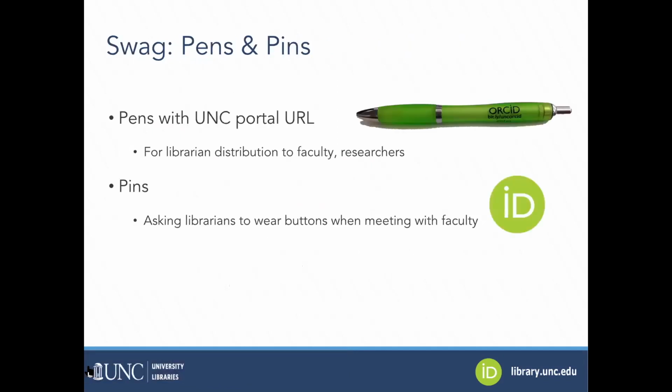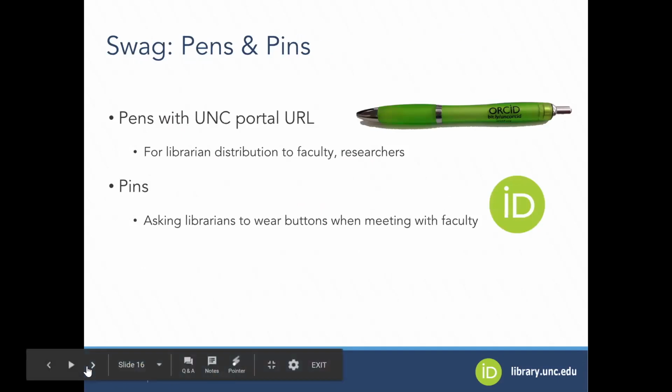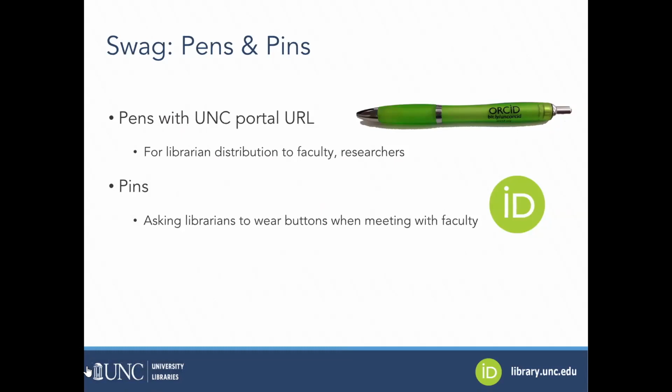So this is our ORCID swag. We kept it simple with pens and pins. The ORCID pins have our ORCID portal short URL on them and have proven to be a handy giveaway to help researchers get to the portal and create and link their ORCID ID to UNC. We've also asked the public services librarians that we educated in that session in the spring to wear their pins when they meet with faculty. The pins have actually proven to spark questions from researchers and others, which has led to an opportunity to talk about ORCID, and in several cases led to that researcher visiting the portal and creating and linking their ORCID to UNC.